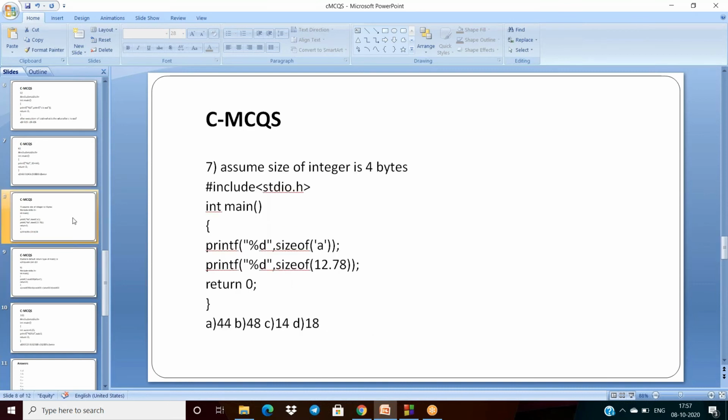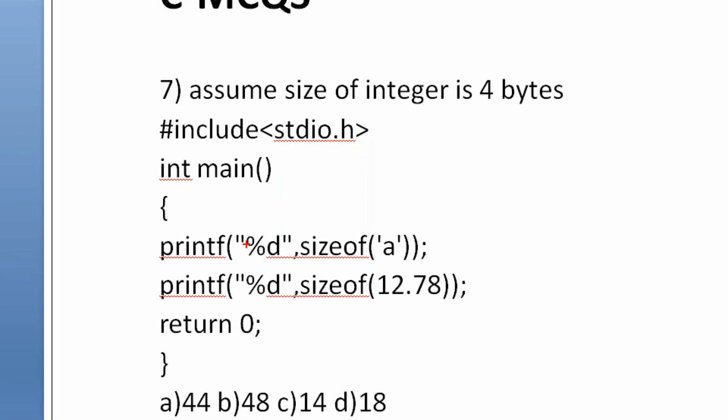Okay. The next question. So coming to here, assume the size of integer is 4 bytes. So printf percentage d sizeof single-quote a. Most of the people are confused to tell this answer here. Actually, sizeof a character literal we are using. Literal means it is replaced with its ASCII value. The ASCII value is 97, so it is integer type. So that is why the size, again of integer, will be 4 bytes. So the first value will be 4.